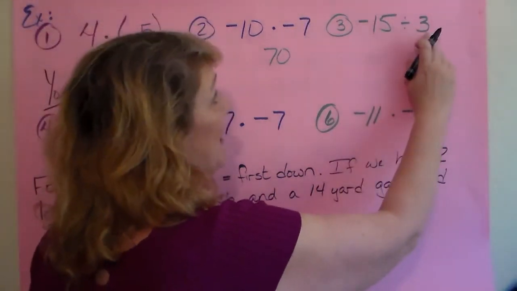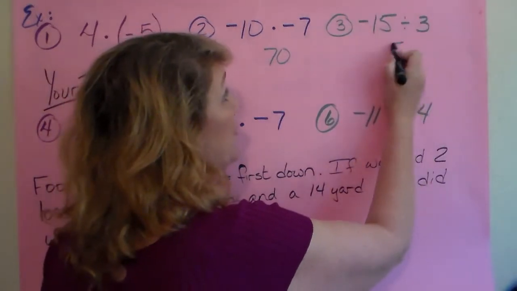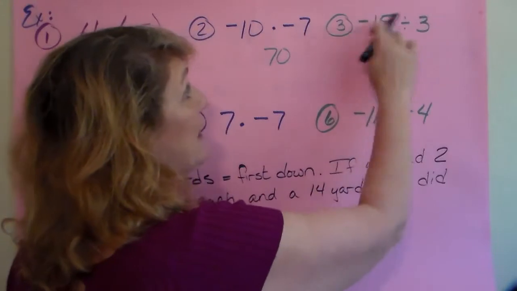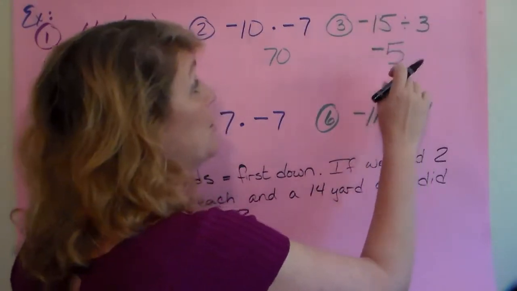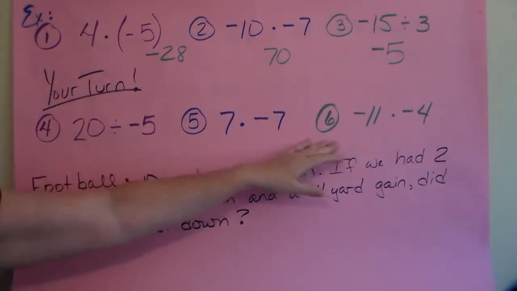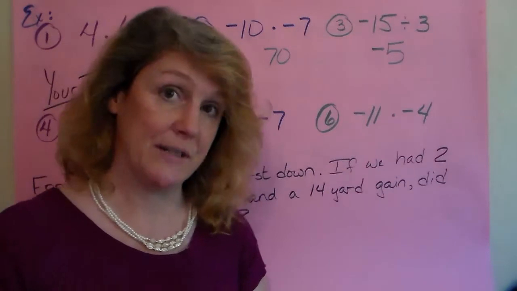15 divided by 3 works with division too, not any different. 15 divided by 3 is 5, and there's one negative in the problem, so you have to have a negative in the answer. The signs are different, so the answer is negative. Okay? Why don't you give these 3 a chance and push pause and come back and we'll see how you did.